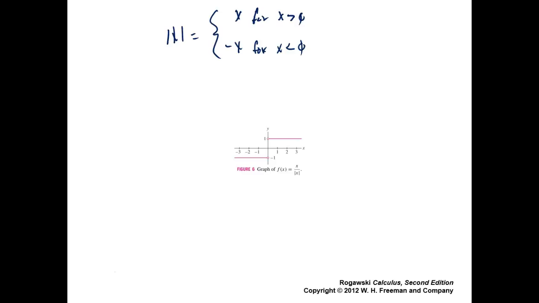So let's take a look at that then. Then this f of x we got here would be x over x for x greater than 0 and x over minus x for x less than 0, right? What's x over x?